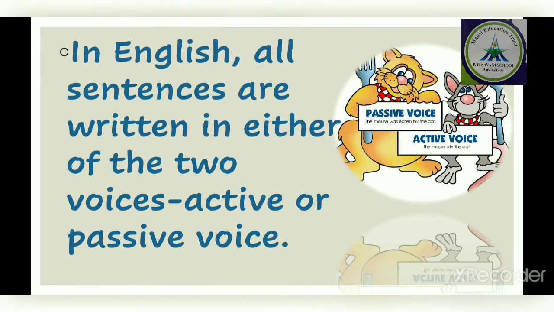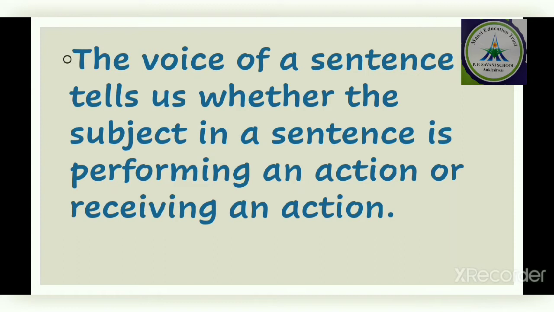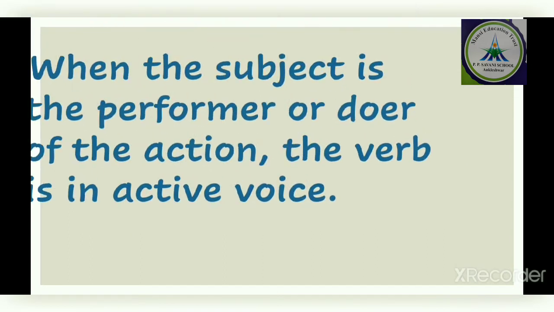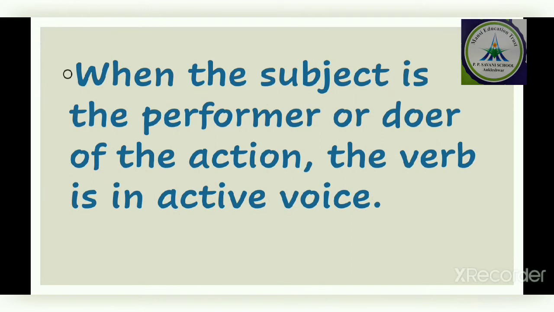In English, all sentences are written in either of the two voices, whether it is active or passive voice. The voice of a sentence tells us whether the subject in a sentence is performing an action or receiving an action. When the subject is the performer or doer of the action, that is, when the subject is performing an action, the verb is in active voice.